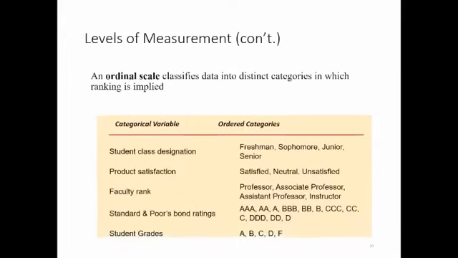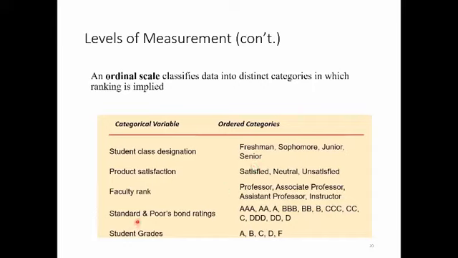In the other case, in the ordinal case, it classifies your data into distinct categories where there is a ranking. In the nominal scale, the data was classified where there was no ranking; in the ordinal scale, there is a ranking. So, for example, take the categorical variable student class designation. What are the categories? Freshman, sophomore, junior, senior. There's a rank. Freshman is the first year, sophomore is your second year, junior is your third year, senior is your final year. So there's a particular rank to it.